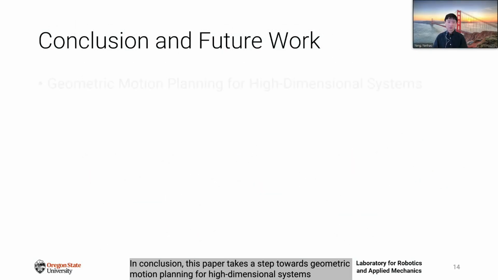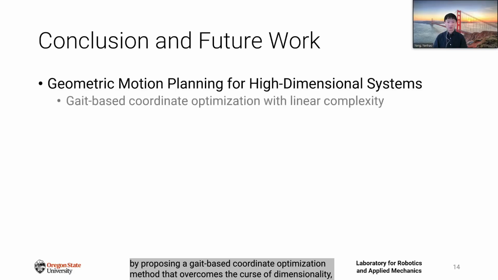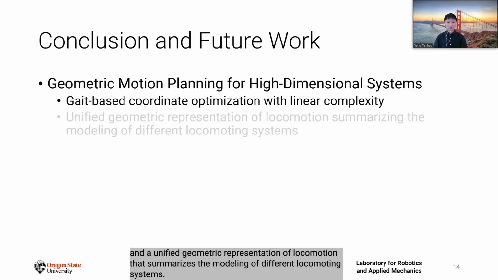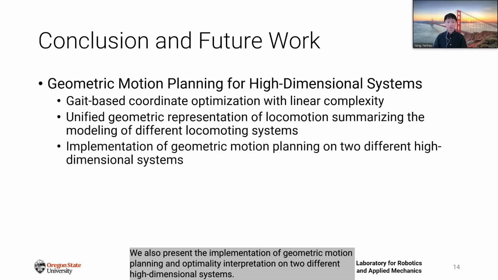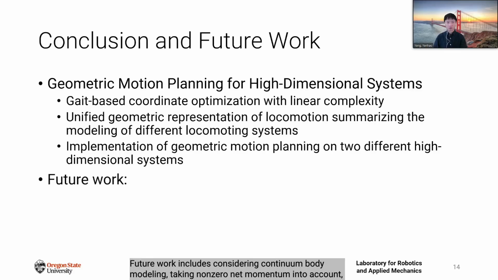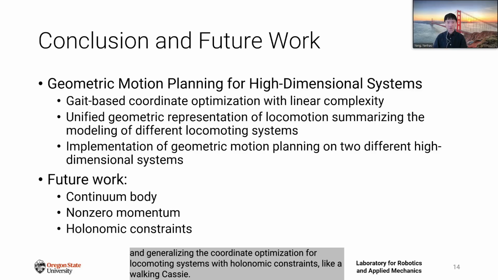In conclusion, this paper takes a step towards geometric motion planning for high-dimensional systems by proposing a gait-based coordinate optimization method that overcomes the curse of dimensionality, and a unified geometric representation of locomotion that summarizes the modeling of different locomoting systems. We also present the implementation of geometric motion planning and optimality interpretation on two different high-dimensional systems. Future work includes considering continuum body modeling, taking non-zero net momentum into account, and generalizing the coordinate optimization for locomoting systems with holonomic constraints, like a walking Cassie.